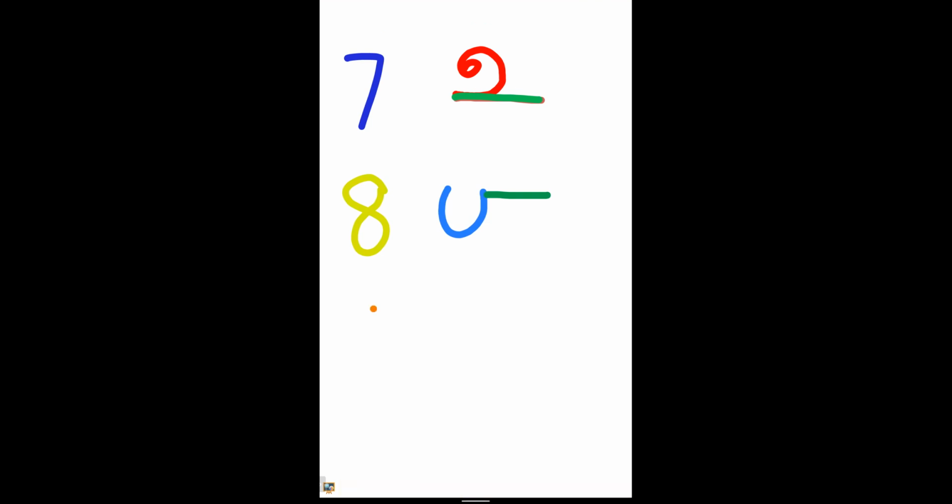Then 9. So 9, a vertical line, then join the horizontal line. And from the vertical line, you have a small vertical, then horizontal. Okay, this is the basic number. And I would like to tell you some variant forms. Not all, but I'll write one by one.